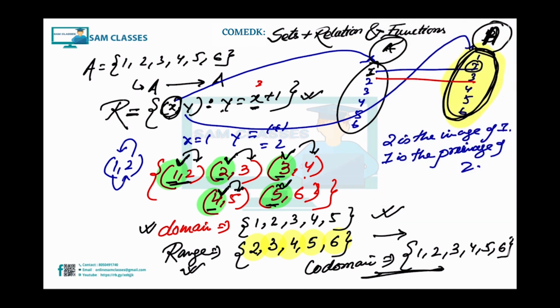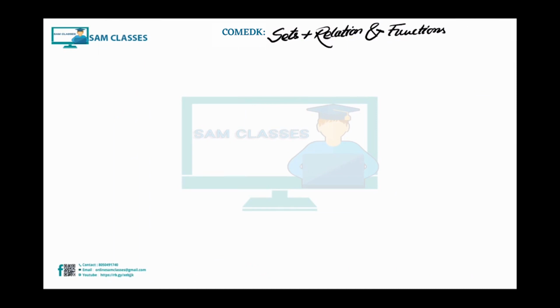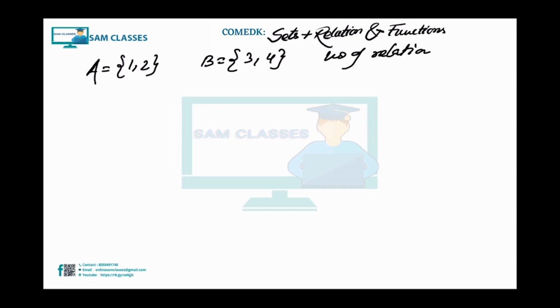Now a good question comes, students, is finding the number of relations, because in case the number has a good value. Okay, so let's say what they have given is A is a set containing elements 1 and 2. B is a set containing 3 and 4. They're telling us to find the number of relations from A to B.